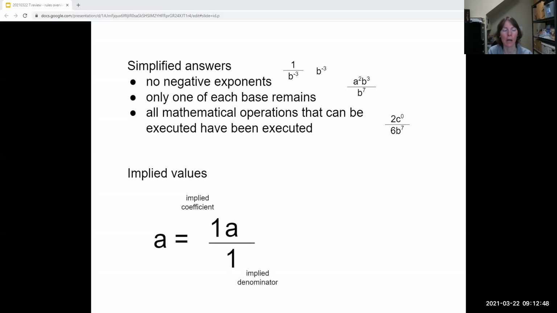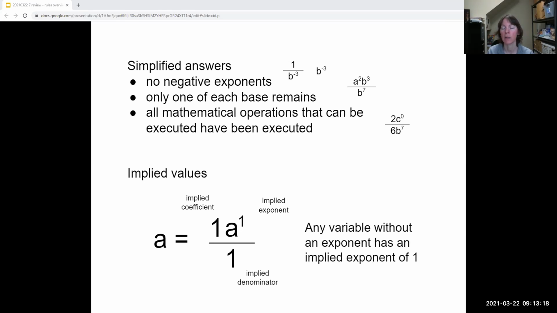And you've used implied denominators for years. When you've been doing addition of fractions back in 4th grade, you started using implied denominators. And now we're also realizing that you can also say that a is equal to 1a to the first over 1, because we have an implied exponent there. So using all of these implied numbers that we don't bother to write explicitly most of the time can be very powerful. And that implied exponent is critical, because any variable that you see that doesn't have an exponent really has an exponent of 1. We just didn't bother to write it.